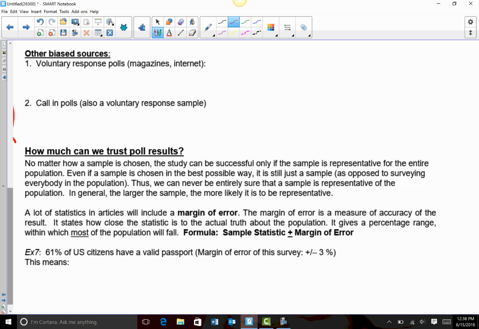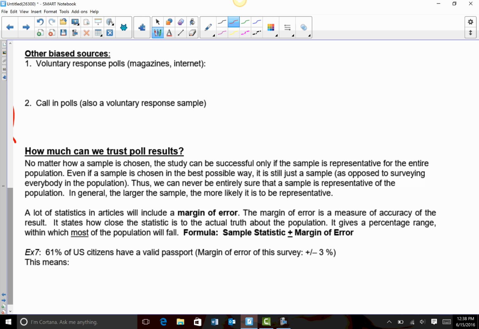Likewise with call-in polls, strong opinions are likely to prevail, because a lot of times, if you have a really strong emotion about something, you probably are more likely to comment on it than if you're kind of indifferent. It could go either way. You may not wish to express your opinion about it.